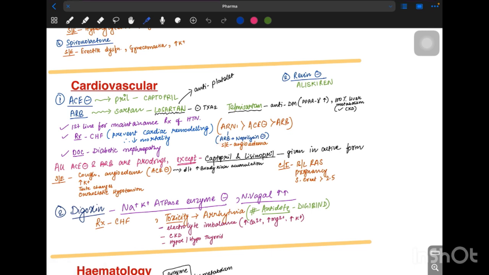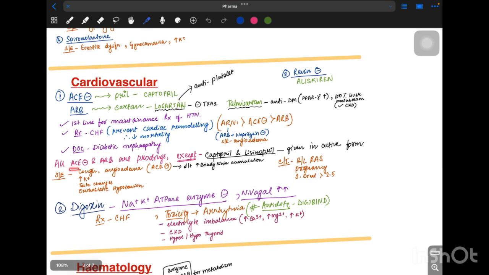So valsartan you can combine with neprilysin inhibitors. The drug name for that is sacubitril. So valsartan plus sacubitril is an ARNI drug. So the first choice will be ARNI, the second will be ACE inhibitors, and the third will be angiotensin receptor blockers if you need to decrease the mortality in a patient with CHF. Also, it is the drug of choice for diabetic nephropathy.